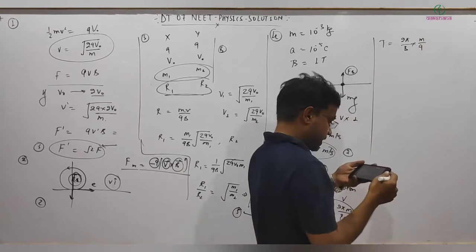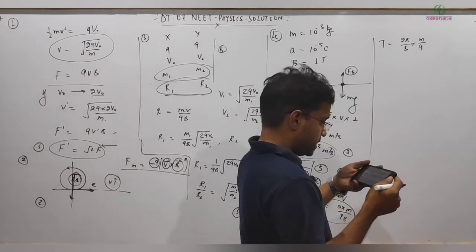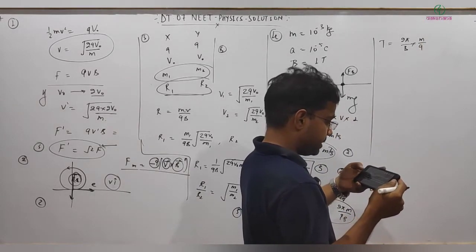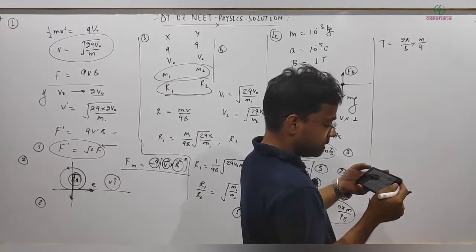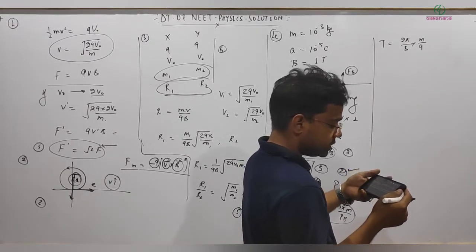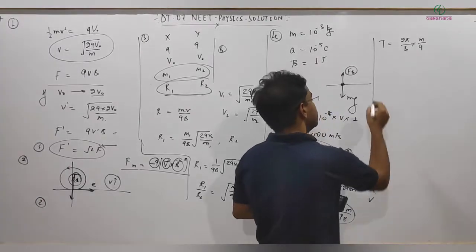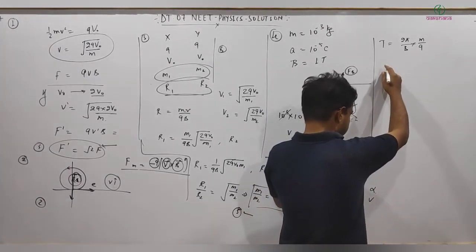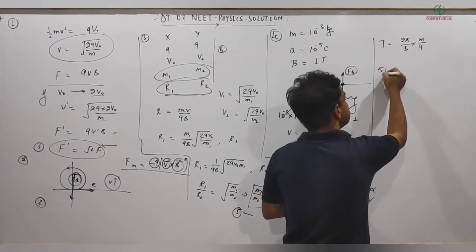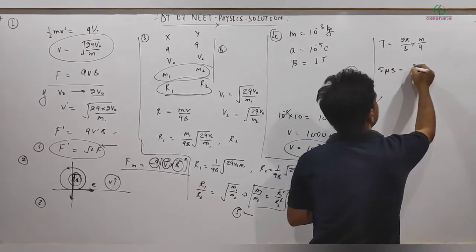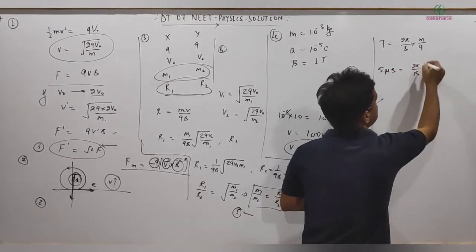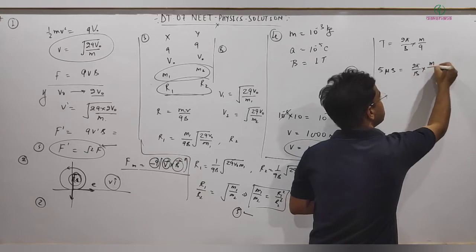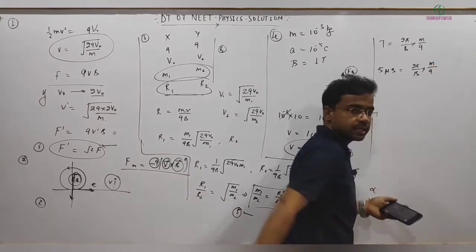So the given time period for a uniform magnetic field: the same proton takes 25 microseconds to make 5 revolutions. So for one revolution I can write it will be 5 microseconds. 5 microseconds, this is equal to 2 pi m by qB. Let's say the mass of the proton is m and the charge is q, then this is the condition.